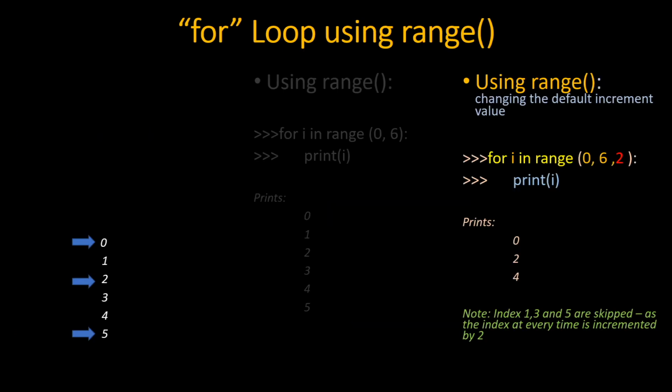So let's consider a small example in which I have range 0, 6, 2. That means the starting value is 0, the ending value is 6, and our incrementation value is 2. So when we print i, it will give 0, 2, and 4. Indexes 1, 3, 5 are skipped as the index is incremented by 2 each time. So let's understand the same example in Spyder.